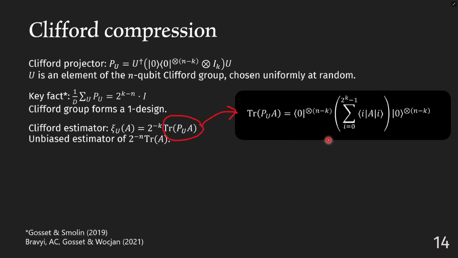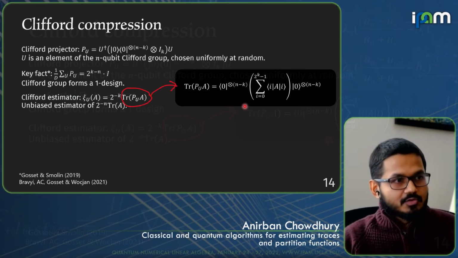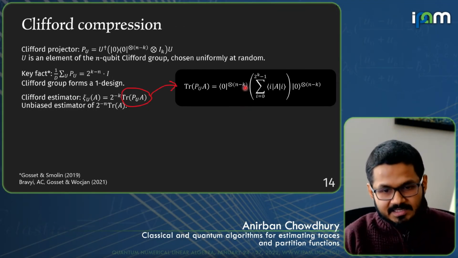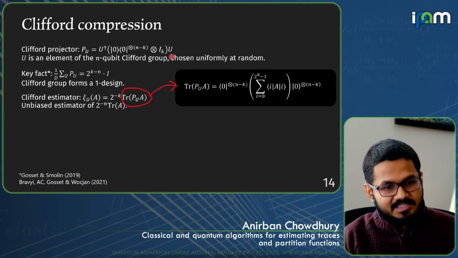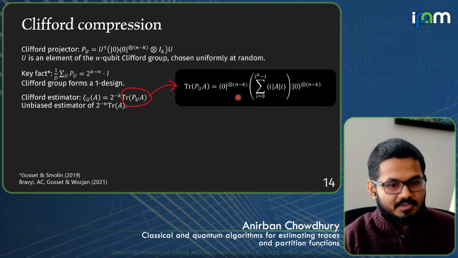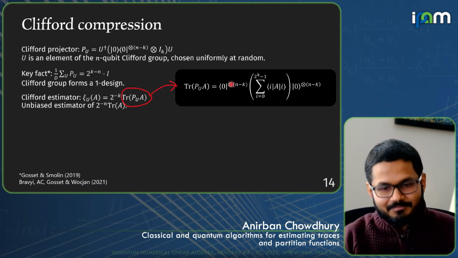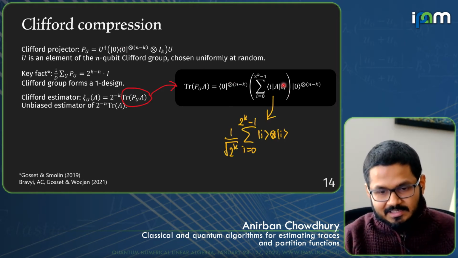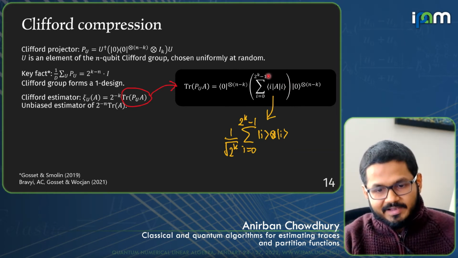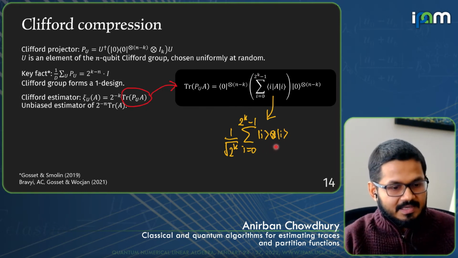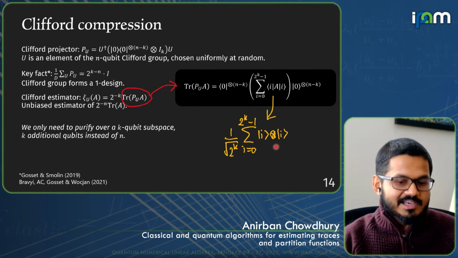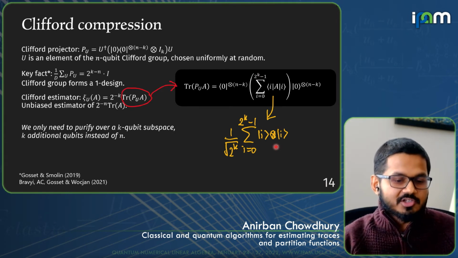So recall from the previous slide, I had the trace as a sum of amplitudes, and I needed to purify that to go to a larger Hilbert space. Here, I have a sum of fewer amplitudes effectively, because I'm using this projector, which kind of fixes some of the qubits into this pure state already. So what that means is that I need to only think about purifying this k number of amplitudes. So I can only add k additional qubits. And that's really the main point. We need to purify over a k-qubit subspace. So we just need k additional qubits instead of n. And this we do by using this Clifford projector.